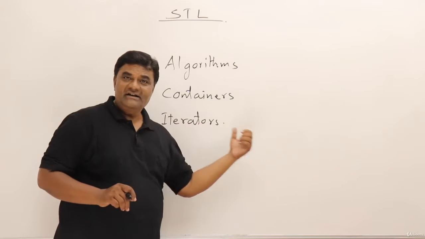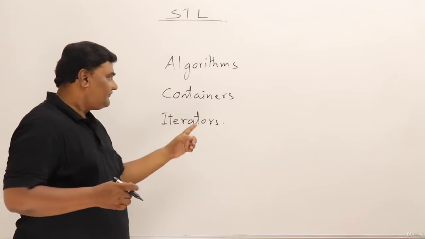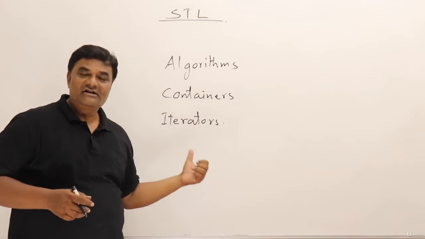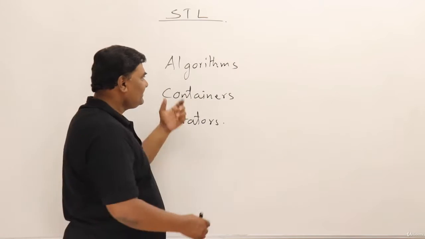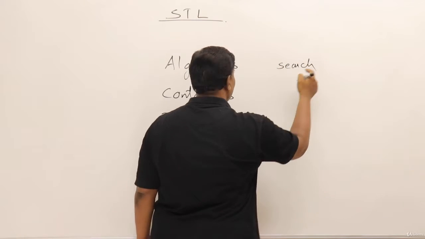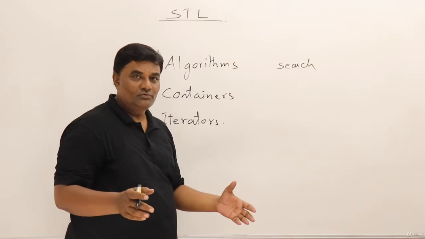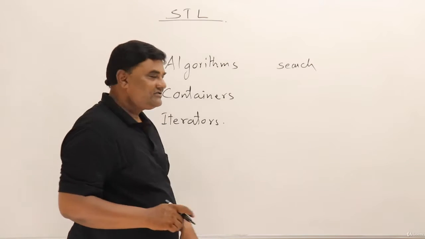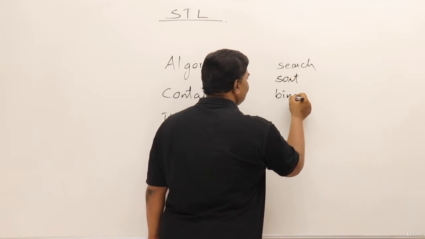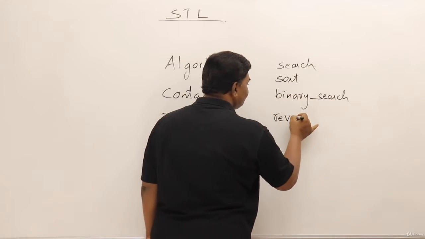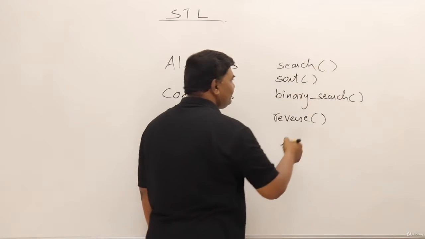Then there are iterators for iterating through the collection of values. So for accessing these containers, iterators are available. First, let us briefly look at algorithms. There are algorithms for searching in a collection, meaning searching in an array or linked list or queue or DQ, whatever it is, sorting a data structure, performing binary search or reversing a data structure, meaning a collection of elements. All these functions are available. So you can explore these functions and use them.